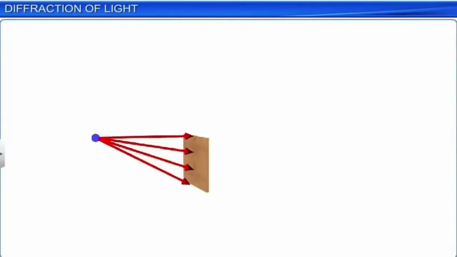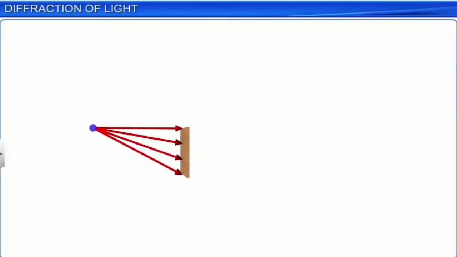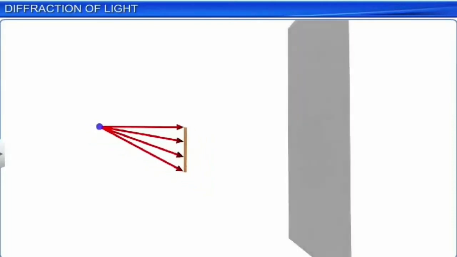Diffraction is applicable also for light waves. Light waves, as we know, its wavelength ranges from 400 nanometer to 800 nanometer. So usually diffraction effects are not observable since most of the obstacles have their sizes much more than the wavelength of light. Consider an obstacle kept in the path of light from a point source.